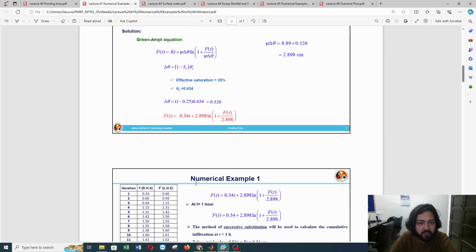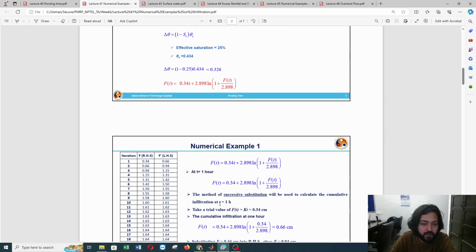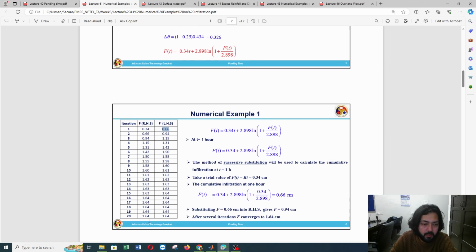Now we are going to substitute the value of F of t, and again we are going to use successive substitution until and unless LHS becomes RHS. For the first iteration we are using time as 1 hour, right? And we are taking a trial value of F of t as 0.34 centimeter, because when t is 1 and the value of K is 0.34, the product Kt becomes 0.34. So here we substitute the value of F of t on the right hand side as 0.34, and the result we get is 0.66. If we repeat the same step, after the 18th or 19th iteration, we can see the values of LHS and RHS are the same.